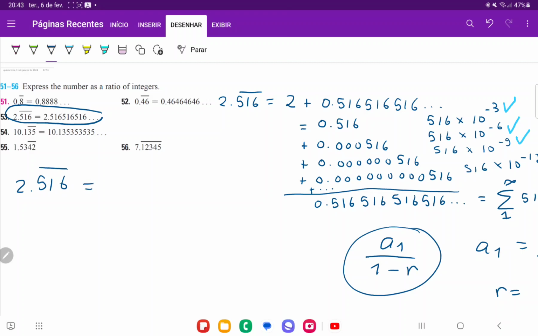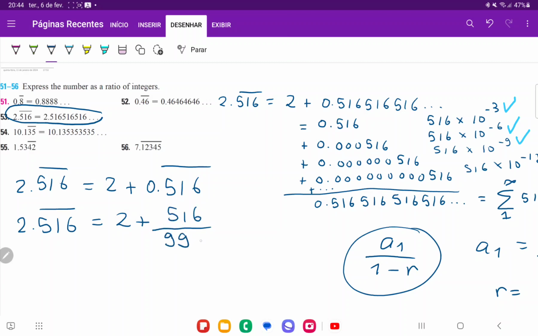So now we have to go back here, because remember that 2.516 is the same thing as 2 plus the expansion of 0.516. So our total sum is going to be 2 plus, and as we saw, this decimal expansion here is just 516 divided by 999. And that is our answer. And if you do want to put this into fractions, right? Let me join these. So that's 2 plus 516 divided by 999.